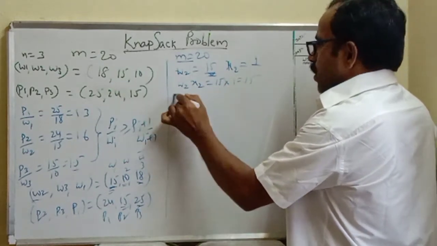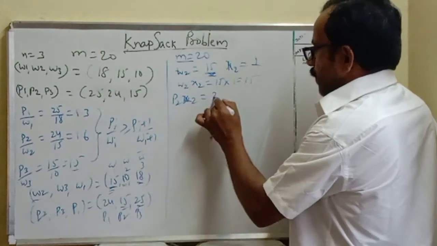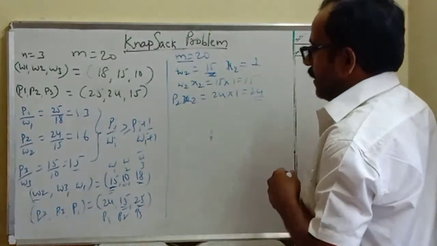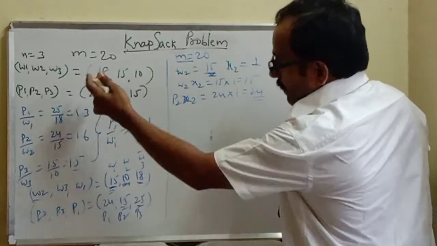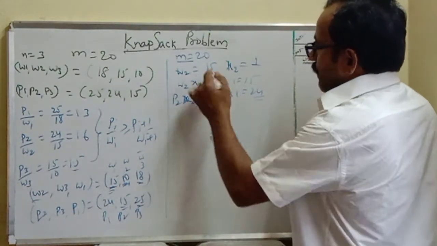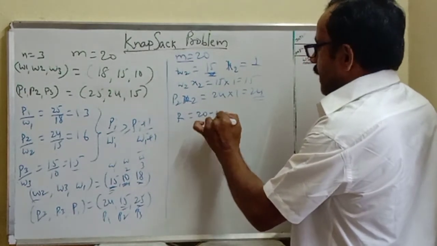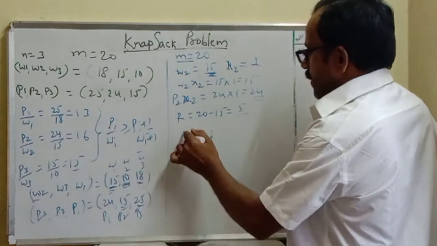Then what about the profit we can obtain from this? P2 X2. What is P2? 24 into 1 is 24. This is the profit that we can obtain from the second item. Then what about the next immediate item? That is the third item in the original problem. Then 15 units have already been consumed. What is the remaining capacity? Remaining capacity is 20 minus 15, 5 units. What is the item weight? 10 units.